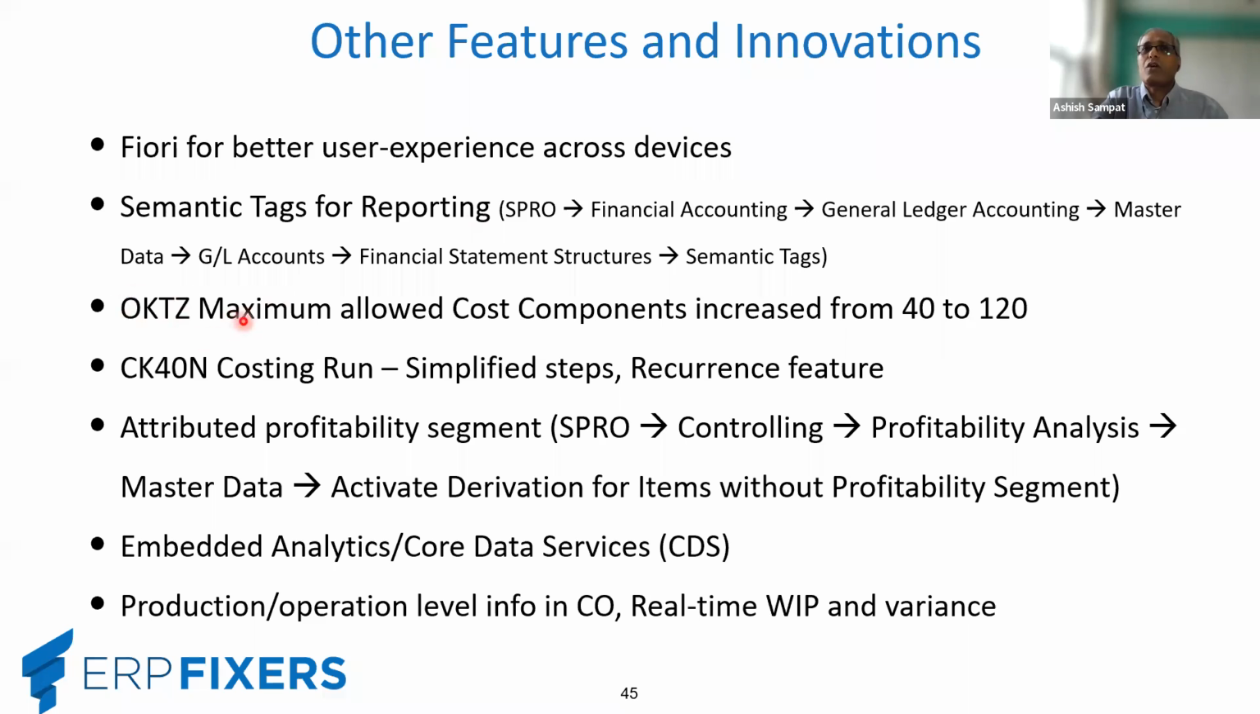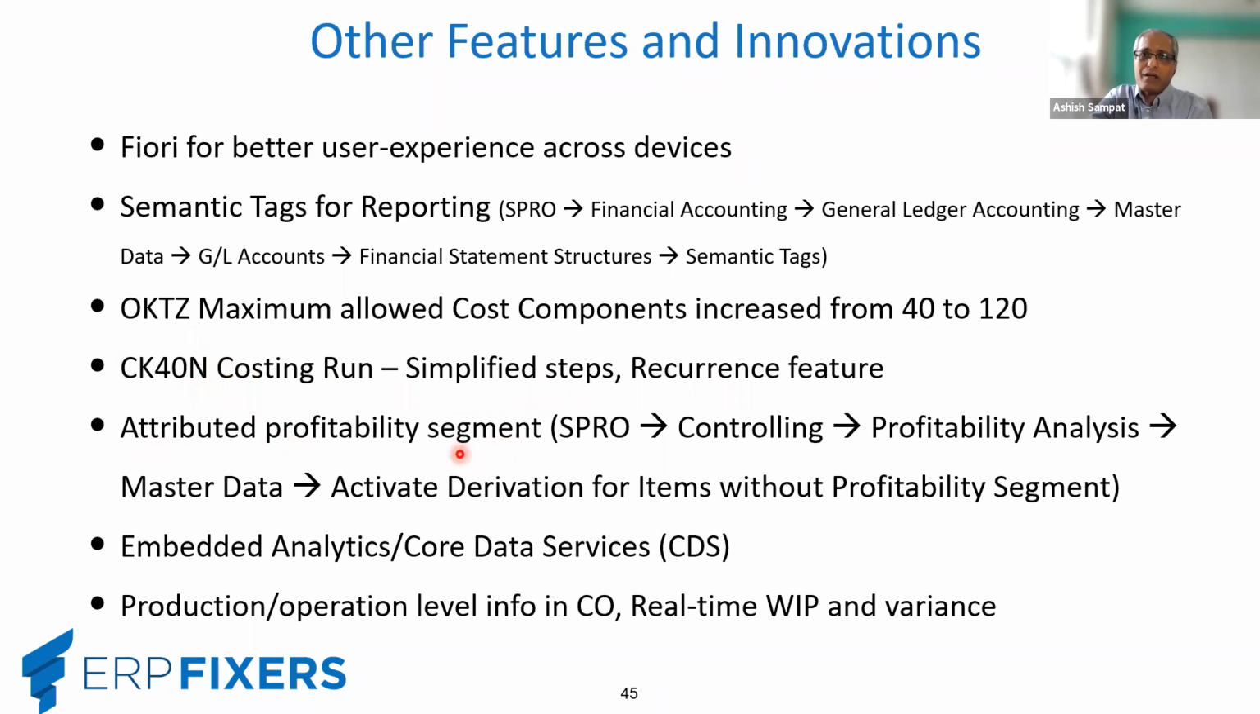The other one is cost components. Today the maximum allowed is 40. In future it will increase to 120. Optional, you don't have to use all. In fact, today also there may be many clients who may not be using 40, but then there are some who are stuck at 40. I want to use more details, but system is not allowing. Well, there is a limitation. So go to S4 1909, which is when it is introduced. And then CK40N has some simplified steps as well as recurrence features. So again, that kind of helps from the costing run point of view.